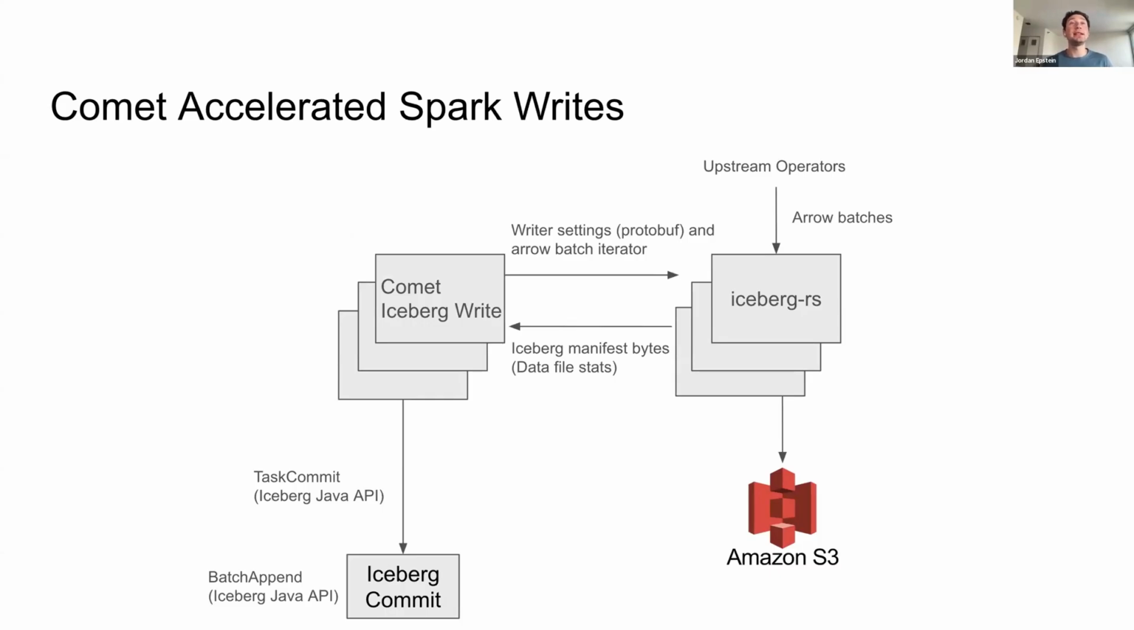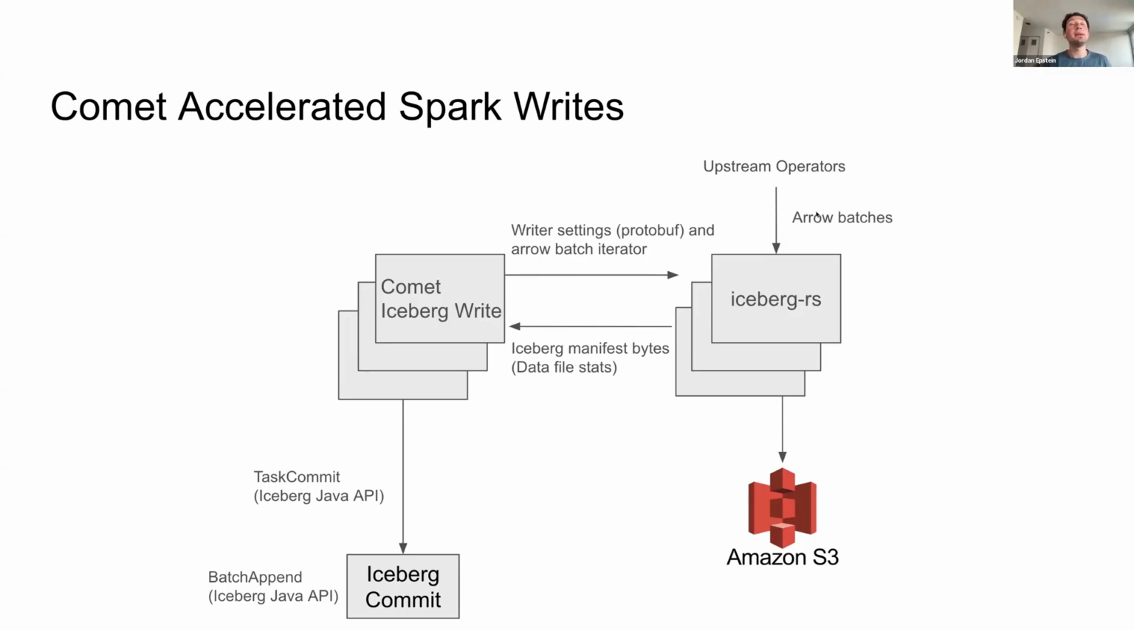Okay, so what does the Comet accelerated Spark write really look like? Well, at a high level, basically, as you can see on the left side of the screen, we've got our Comet Iceberg write over here. And when we actually plan out this query, we're going to initialize a particular writer task on the Rust side by handing it a bunch of writer settings that correspond to the Iceberg settings of the particular table. And we're also going to hand it an arrow batch iterator so that it can start pulling in arrow batches from upstream operators in the query plan.